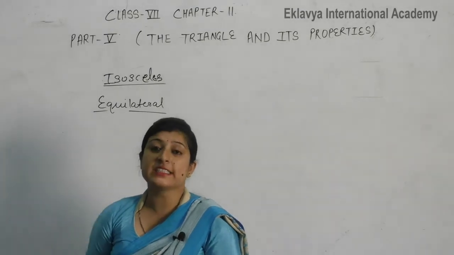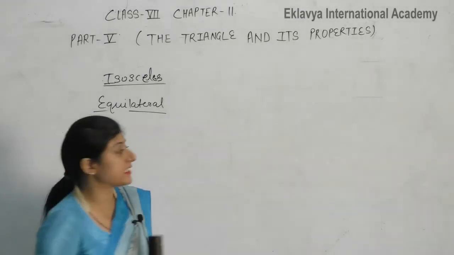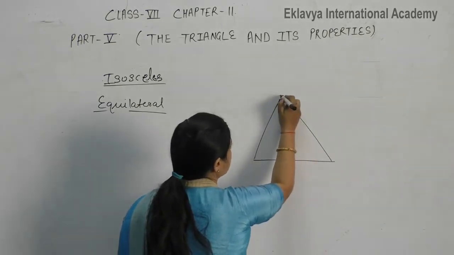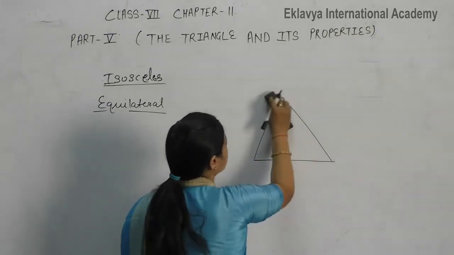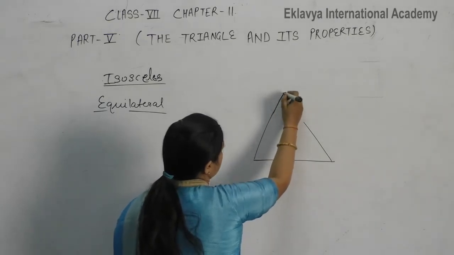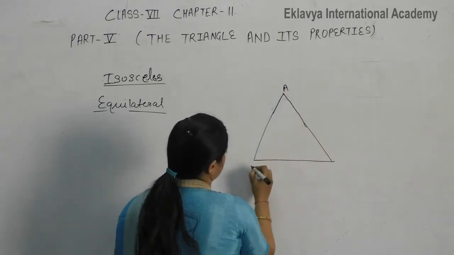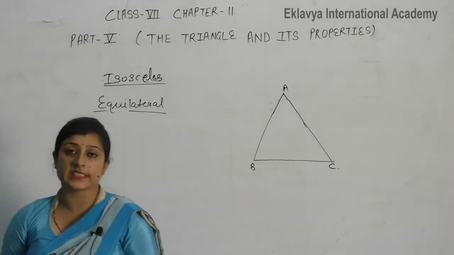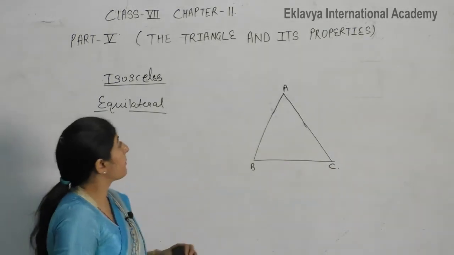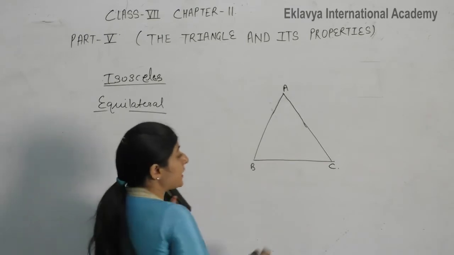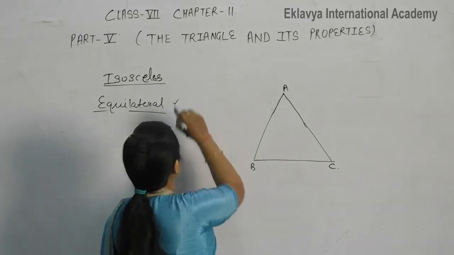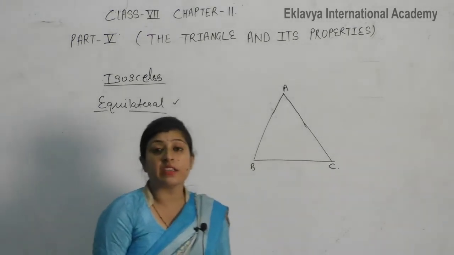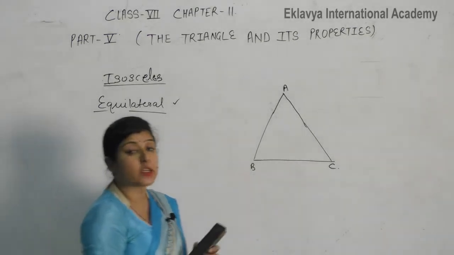We define these triangles according to the sides. We know that in a triangle we have three sides. Firstly, we will discuss the equilateral triangle. What is the equilateral triangle? A triangle in which all the three sides are equal.